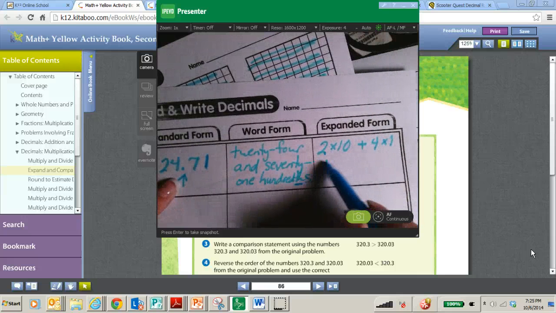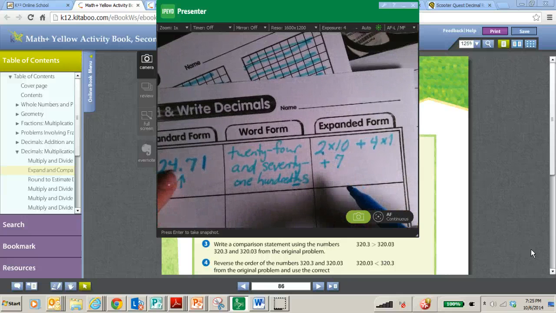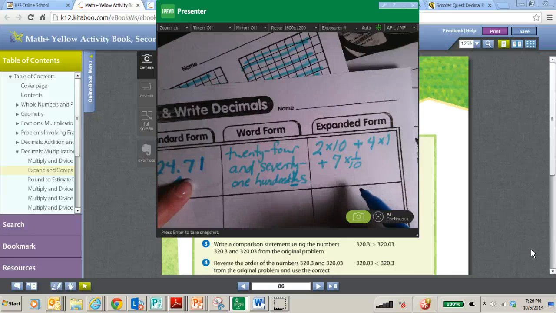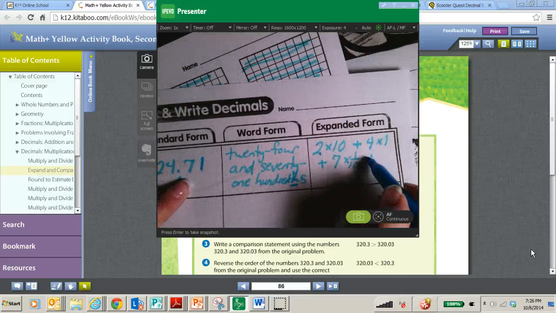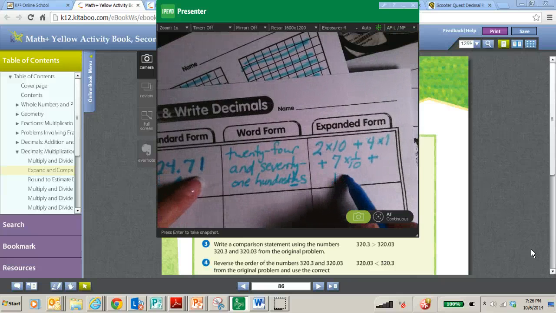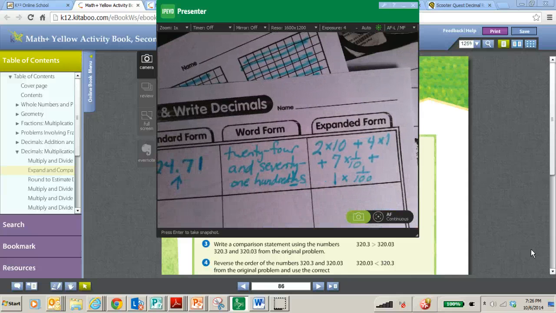Then we're going to add that to the 7, but the 7 is in the tenths spot. So we're going to only need 1/10 or 7/10. And so we're going to multiply 7 times 1/10 because it's not a whole number, it's a part of a whole. And then we're going to continue to add, and we have a 1, but the 1 is in the hundredths. So we're going to multiply the 1 times 1 over 100 to make 1/100ths.